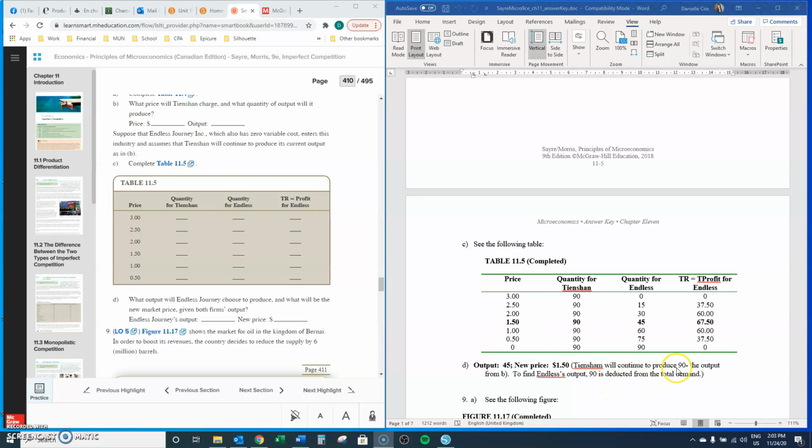The old company is still going to produce their 90, and the price now is going to change to $1.50. The old company is going to continue to produce the same amount, and the new company is now going to produce 45.